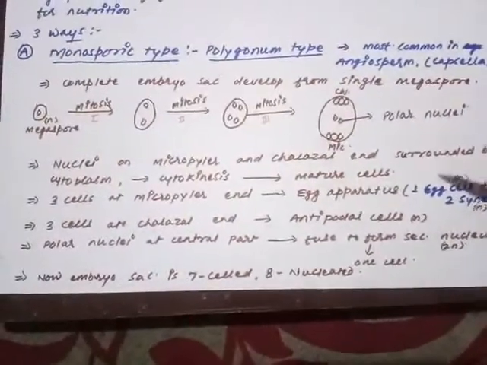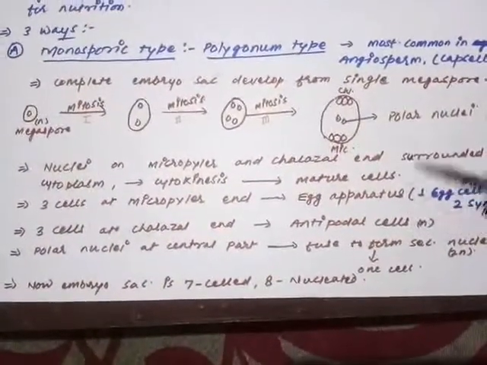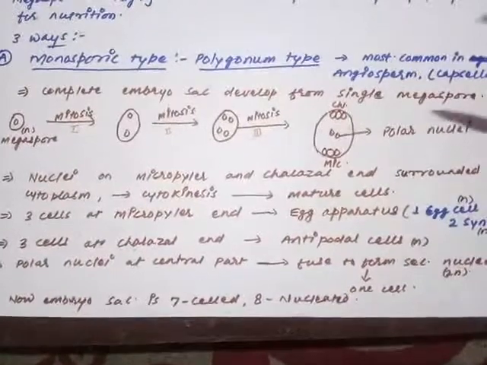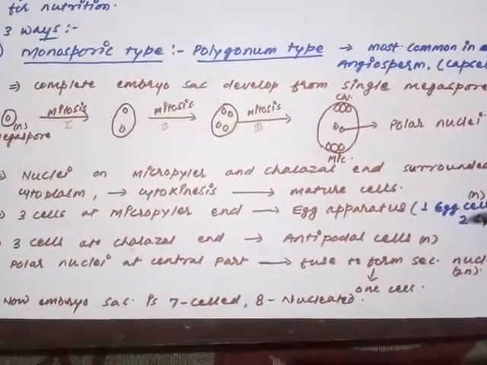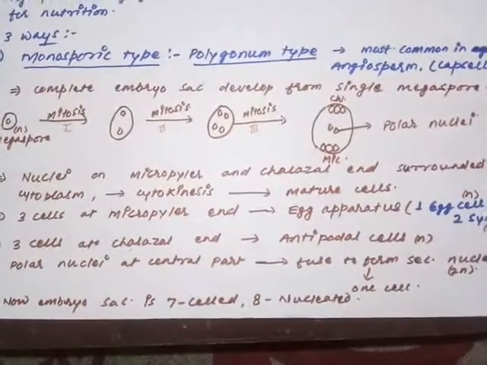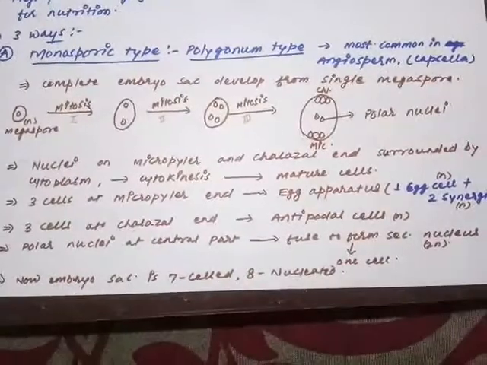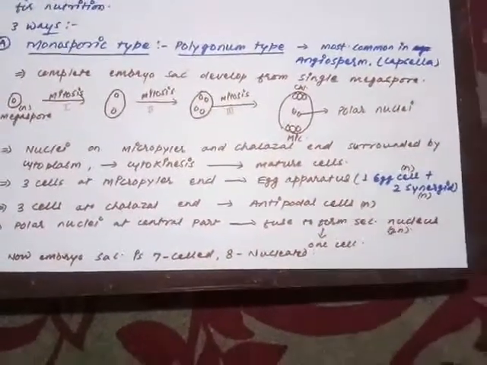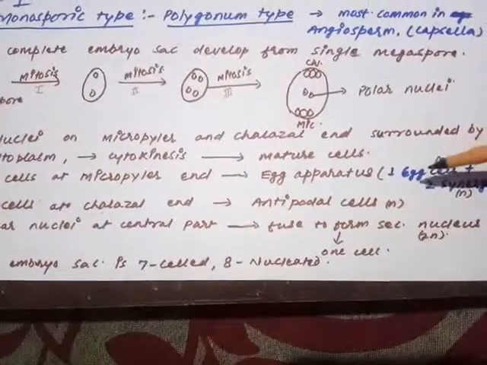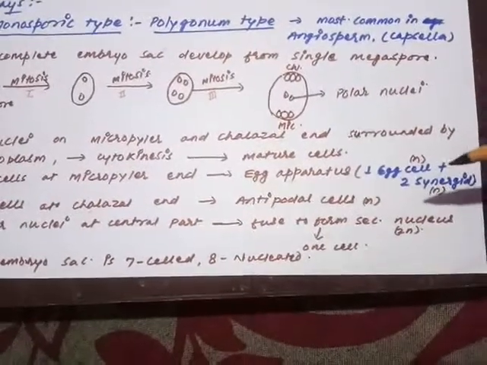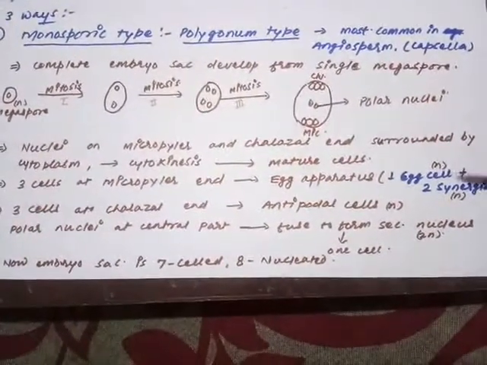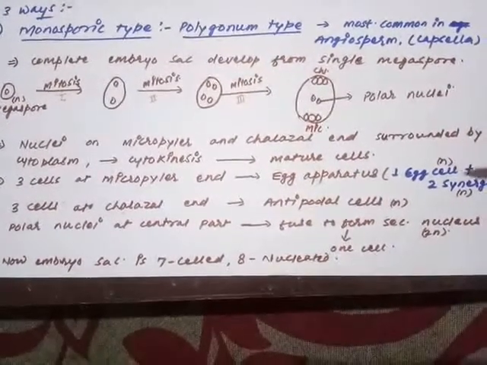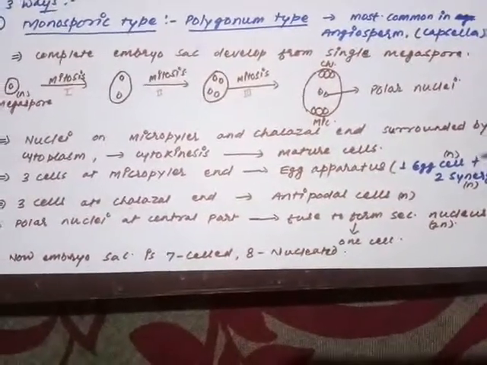Now just see the 3 cells present opposite to the micropylar end, on the chalazial end. They are called antipodal cells. So the 3 cells at the micropylar end make the egg apparatus, made of 1 egg cell and 2 synergid cells. These cells are all haploid in nature. The cells on the chalazial end are called antipodal cells, and they are also haploid in nature.